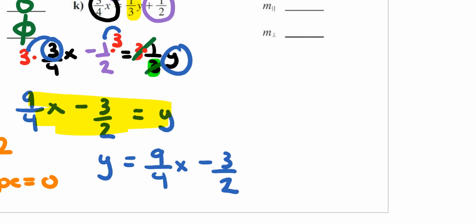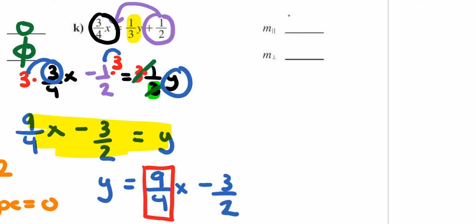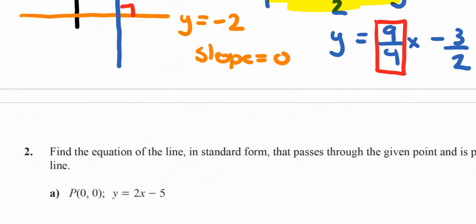So a little bit of algebra there, but the key thing here is that the slope is 9 over 4. And if you want a slope that's parallel to that, then I must have the same slope, which is 9 over 4. And then I also need the negative reciprocal here, so that'll be negative 4 over 9. And that's it for letter K. So a little bit of algebra there to get y by itself. Okay, let's move on to question number 2 now.